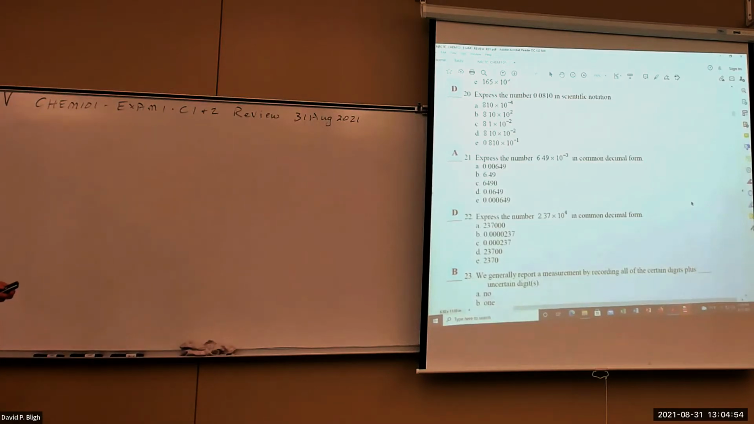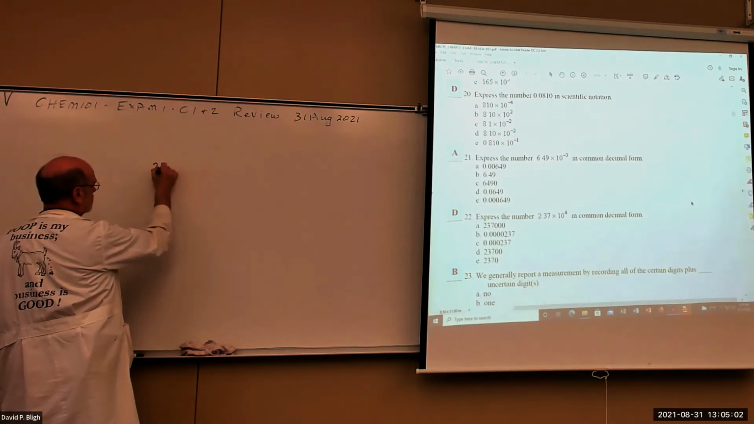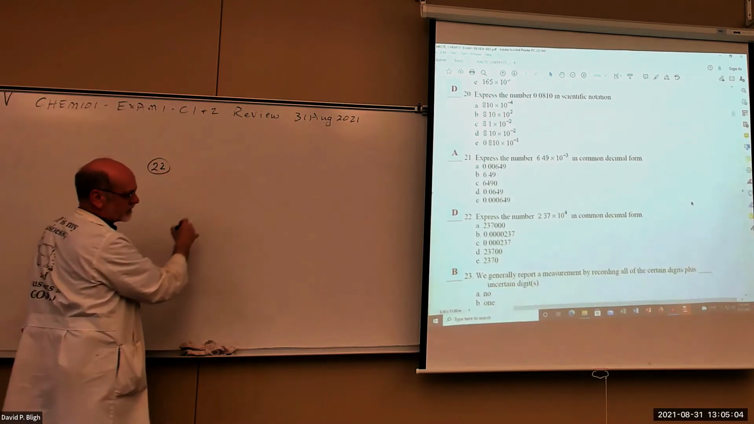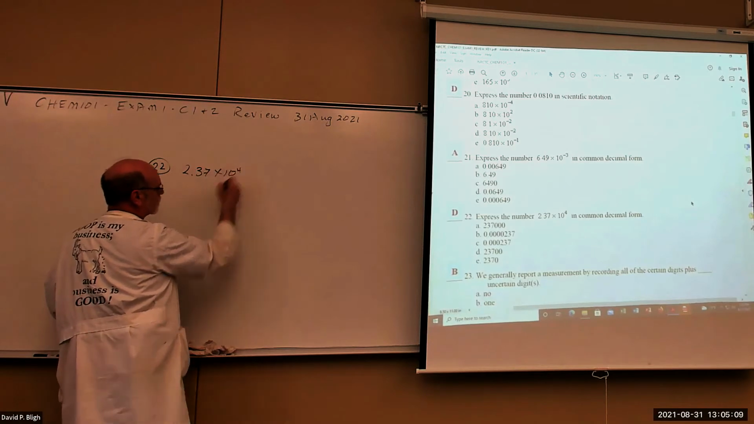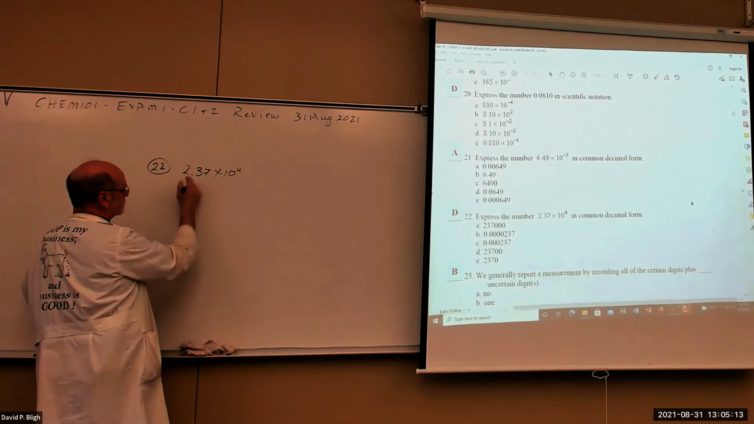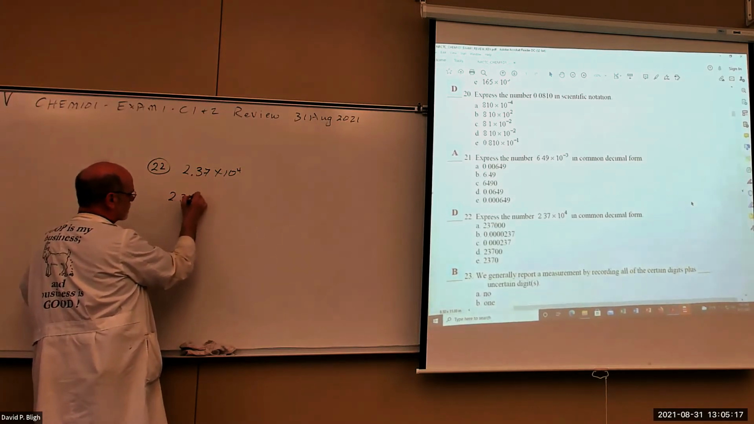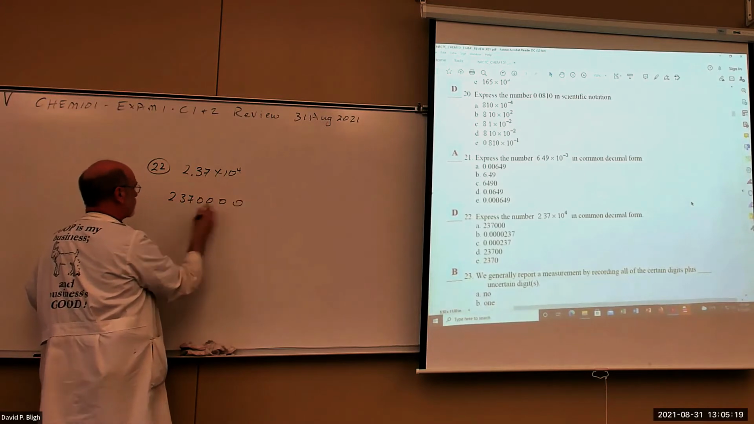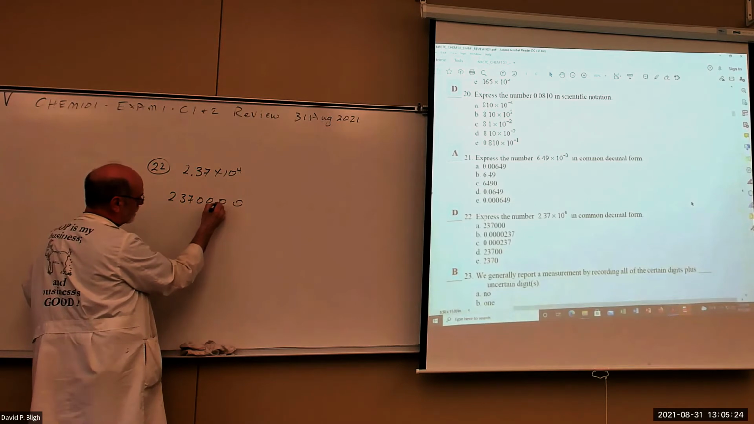Let's see, 22, I said. Express this number in common decimal form. Well, okay. This time, we move the decimal in the other direction. 2.37 times 10 to the 4th. Right? So we need to move it to the right. 2, 3, 7. There's some zeros out here. So it starts here and goes 1, 2, 3, 4.